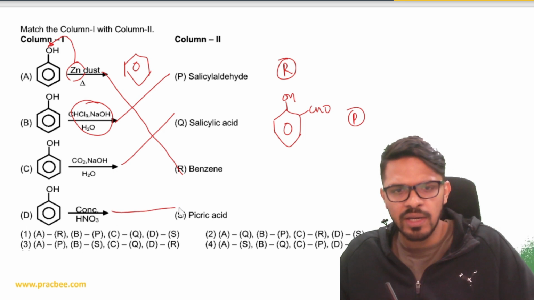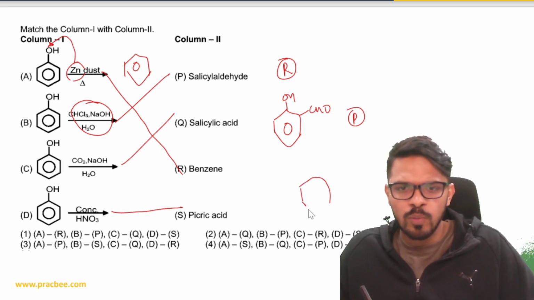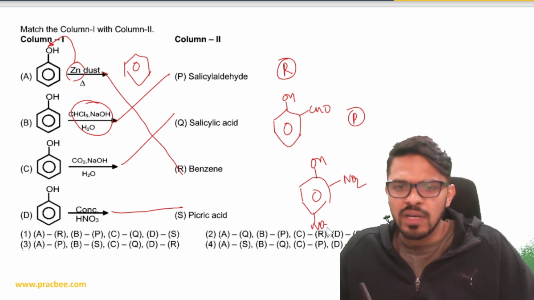OH with concentrated nitric acid is picric acid. I hope all of you know the structure of picric acid. It is basically 2,4,6-trinitrophenol.